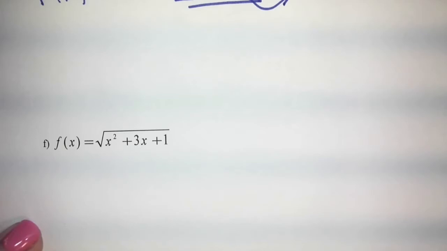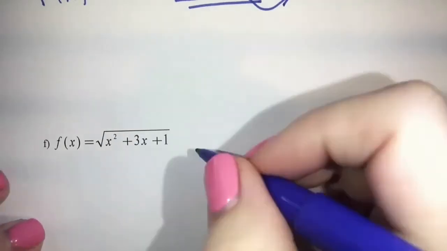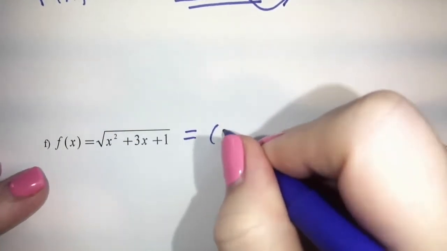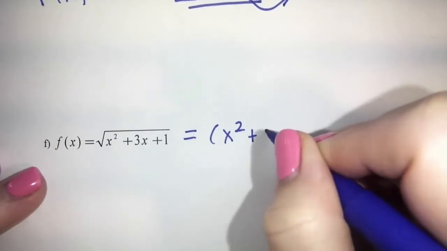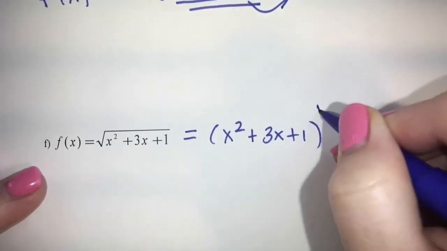Okay, so this one here for f, it's a square root, so we have to be careful. We don't want to start the derivative until we write what that means. So a square root is the same as (x squared plus 3x plus 1), all to the exponent of 1/2.